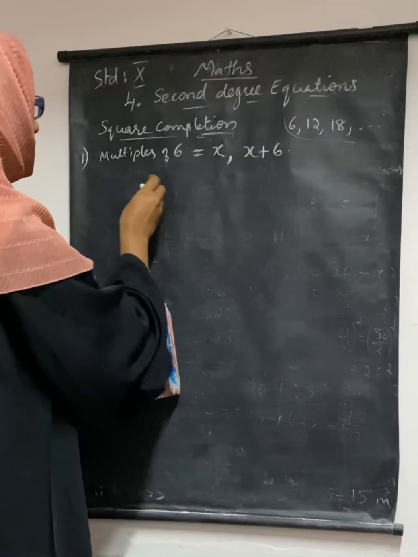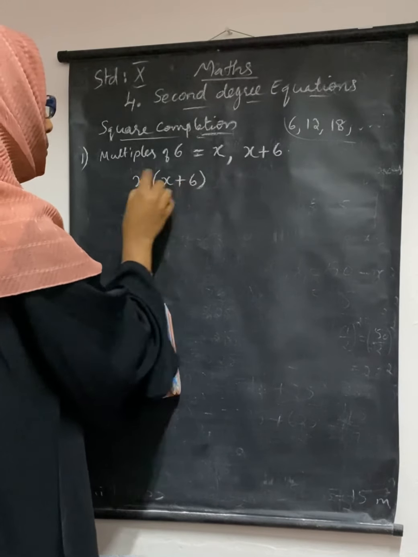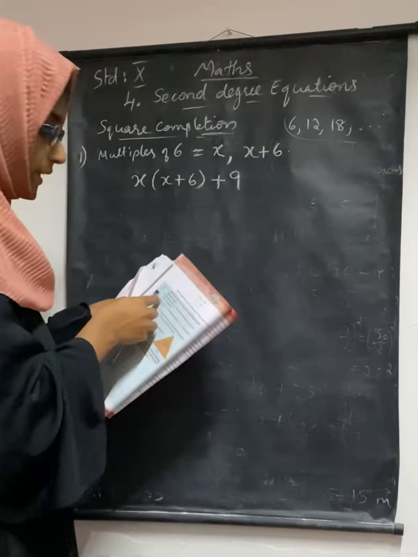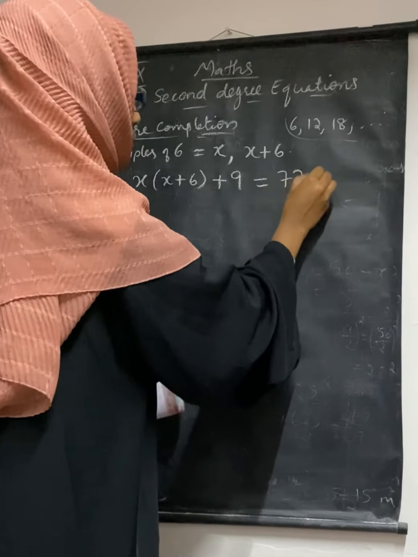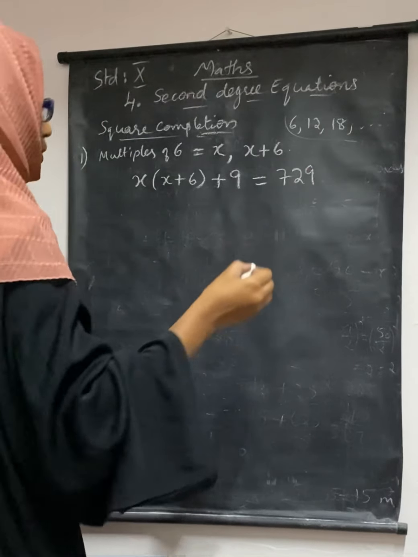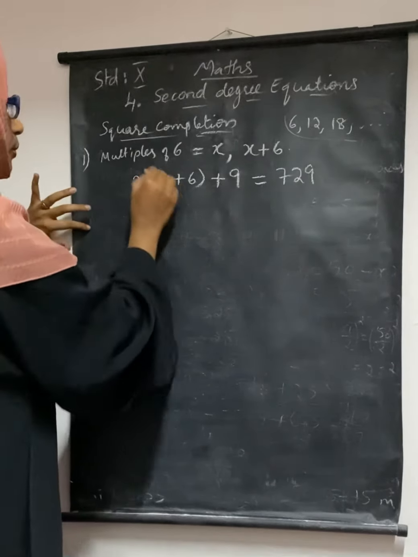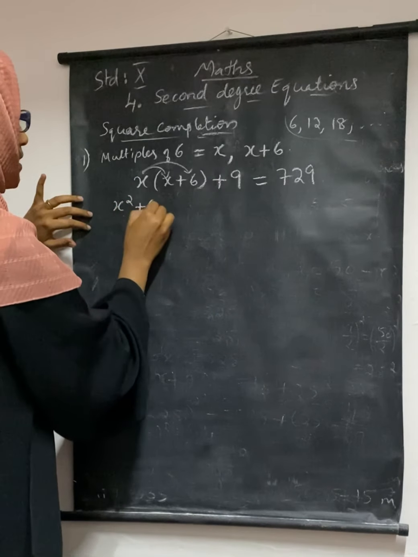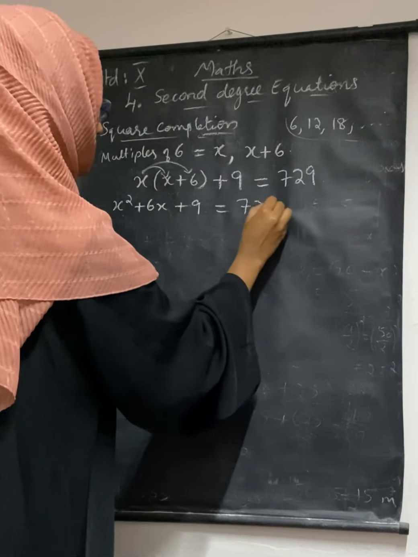Now, what they told: 9 added to the product of two consecutive multiples of 6. The product of these, x into x plus 6, and 9 is added, so that you will get 729. So this is the equation you are getting. Now we want to find this x. What do you have to do? Multiply inside. That is x square plus 6x plus 9 is equal to 729.